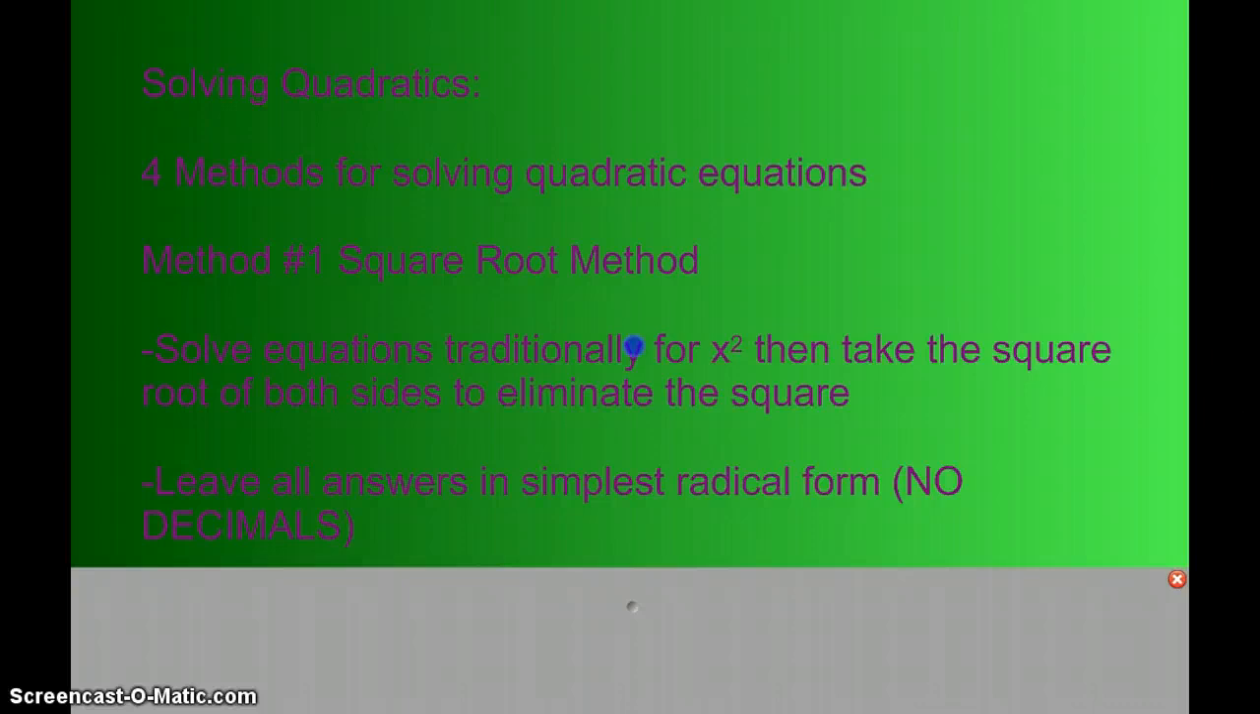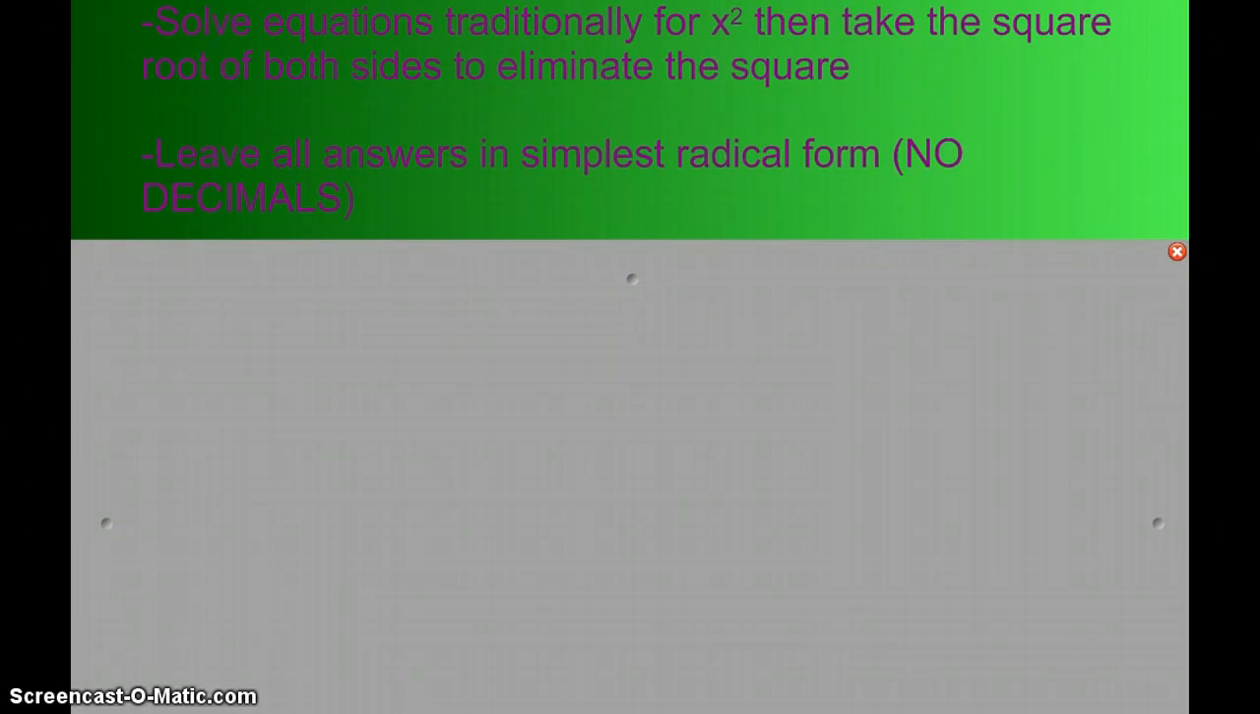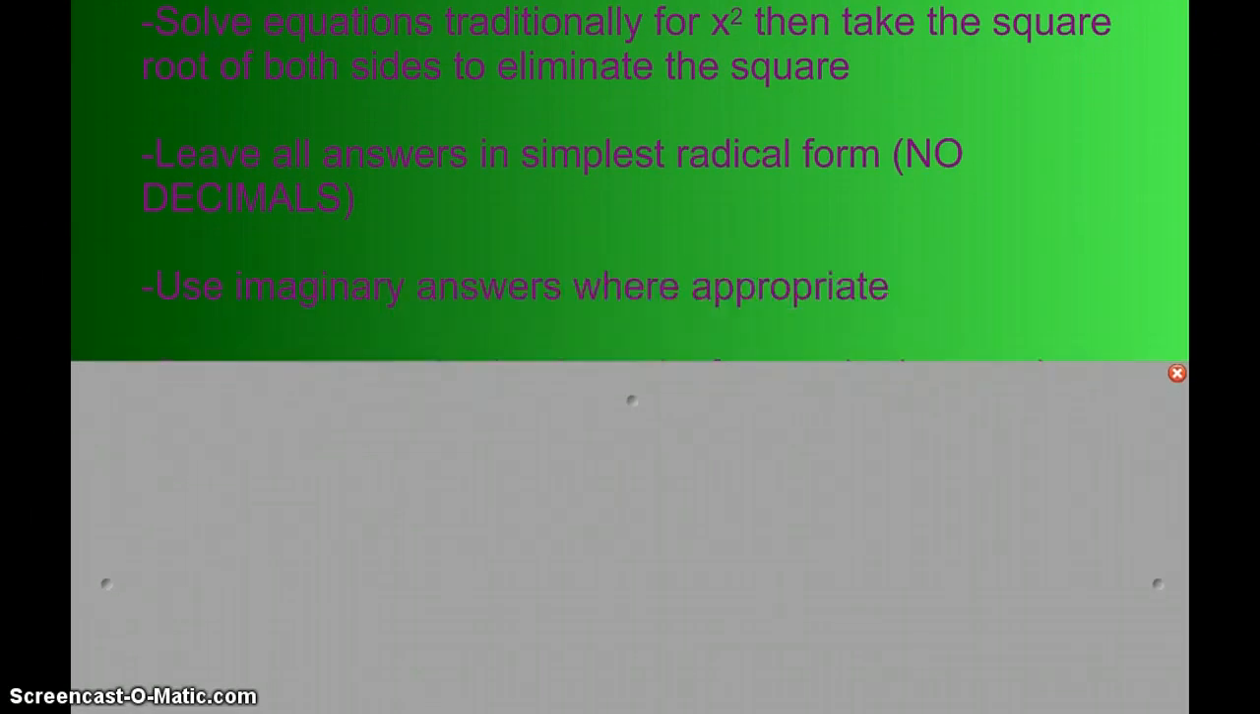It is important to remember we're going to leave all of our answers in simplest radical form. We are not doing decimals. If you give me decimal answers on the test, I will take points off. We are leaving all of our answers in simplest radical form. Also, we will have imaginary answers. If you get the square root of a negative number, I expect you to be able to use an imaginary answer.